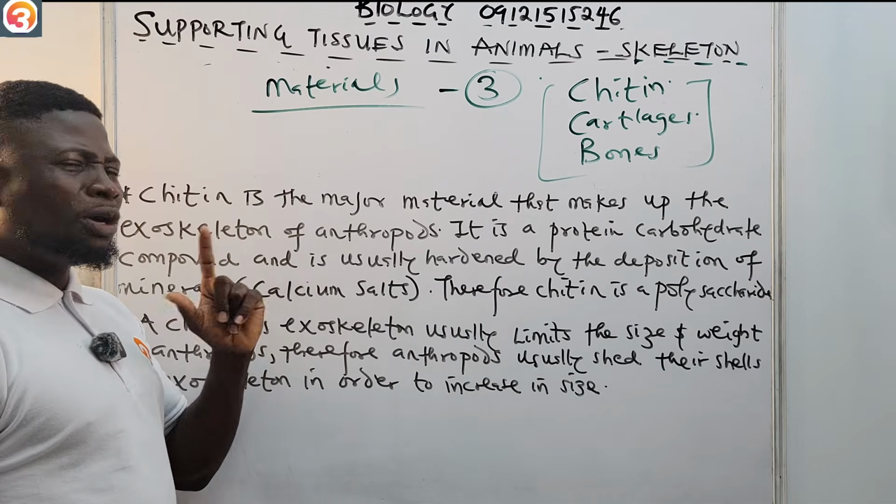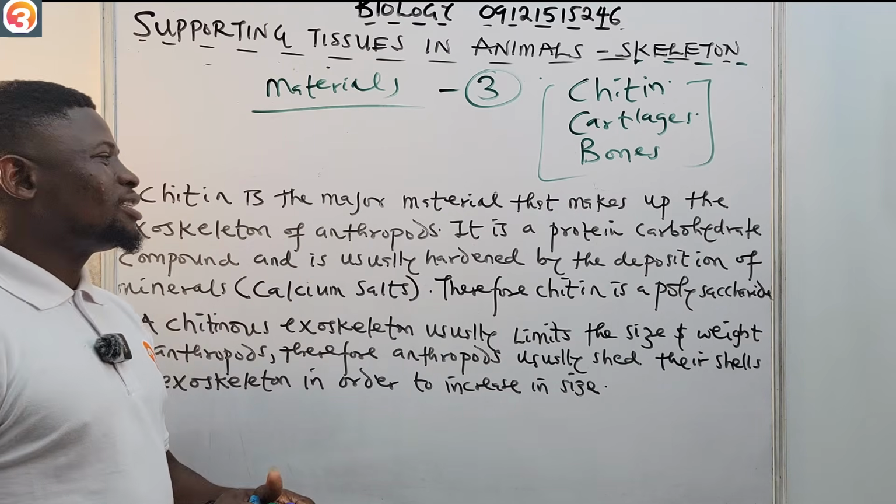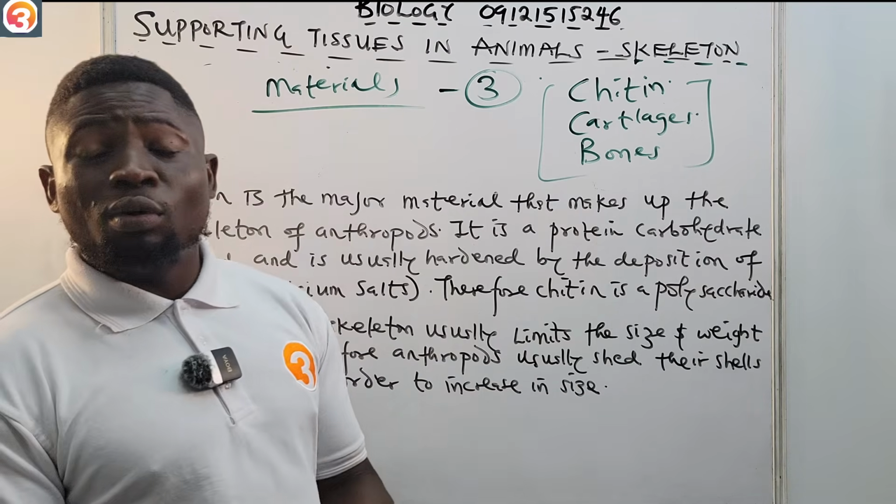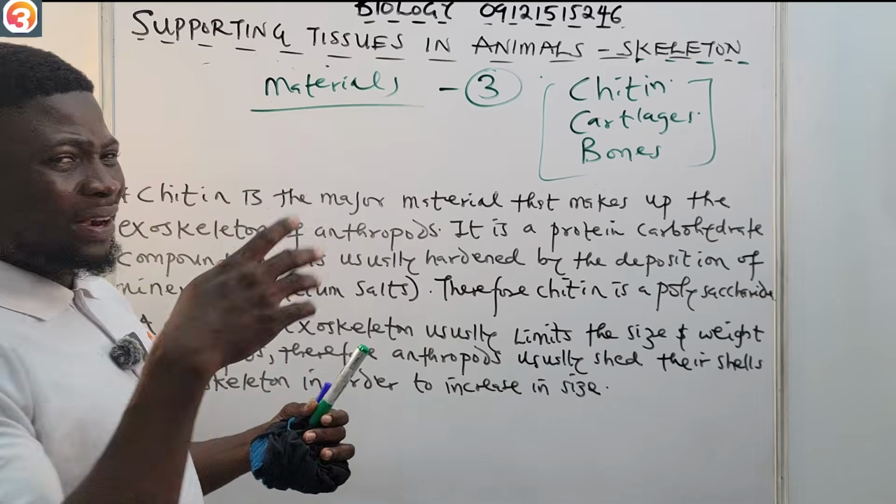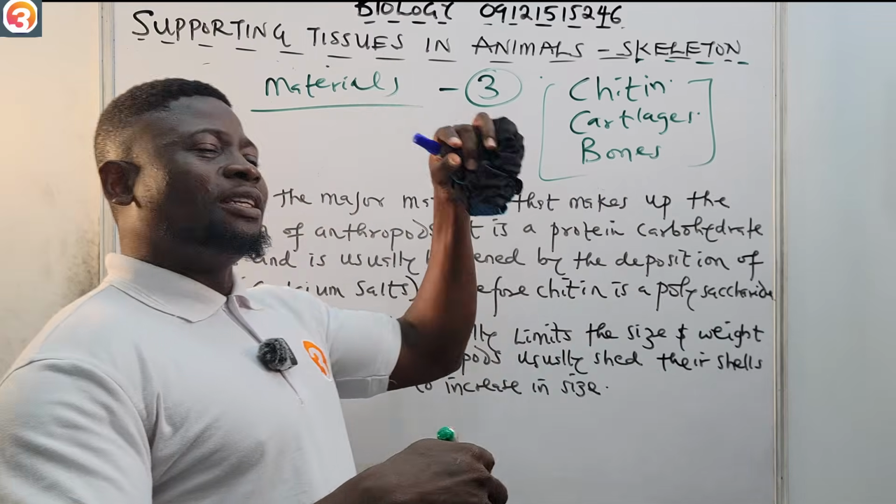The chitin is the major material that makes up the exoskeleton of arthropods. We know what arthropods are, right? So we'll talk about phylum arthropod, in fact, in the beginning of biology.